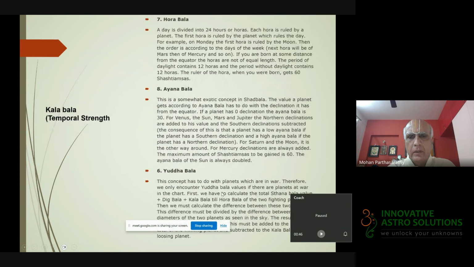Yuddhabala. This concept has to do with planets which are at war. When two planets are at war in the star, we calculate the total Sthanabala, Digbala, Kalabala up to Horabala of the two planets, then find the difference between the totals achieved by these two planets. After arriving at the difference, it is divided by the difference between the diameters of the two planets involved in this on this scale. Then the result gives the Yuddhabala.